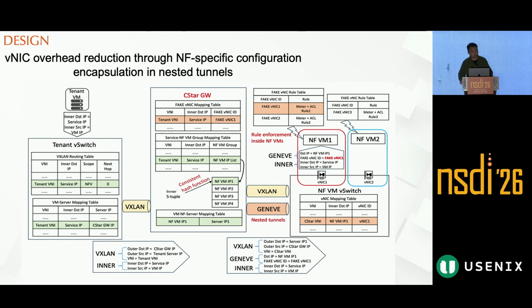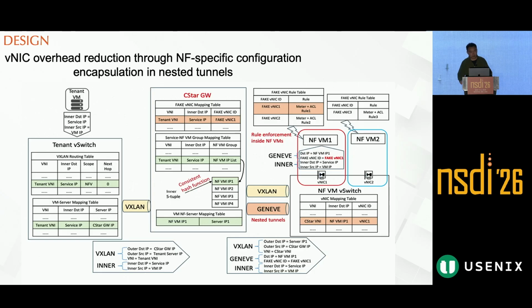First, VNIC aggregation. CStar Gateway aggregates all tenant-specific VNICs into just one VNIC per NF VM. Here is how it works. The gateway introduces a logical identifier called a fake, or pseudo, VNIC ID, replacing the original vSwitch mapping from VNI and service IP to physical VNIC ID with a mapping to this pseudo VNIC ID. The gateway then encapsulates the original packet in a Geneva tunnel, carrying the pseudo VNIC ID in the tunnel header, further wrapped in a VXLAN header for transport.